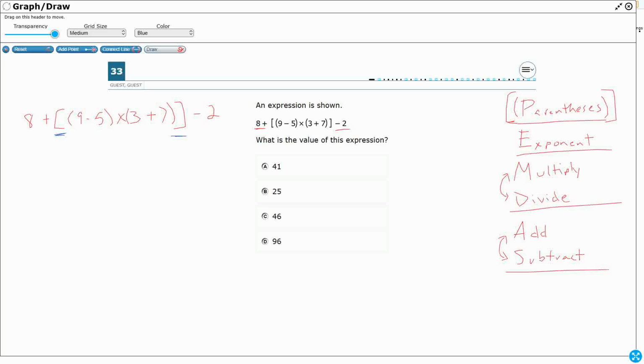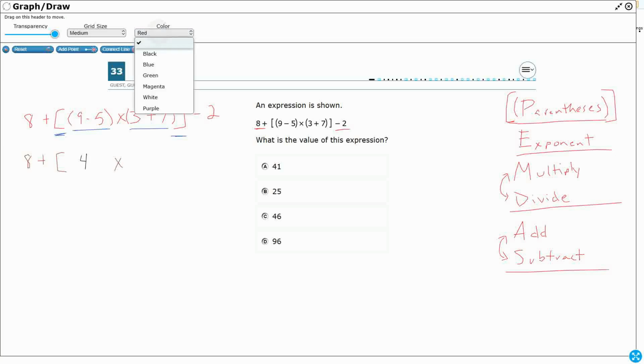So what is inside the bracket? Well, I've got a parentheses. I've got two different parentheses. And so I've got this 9 minus 5, and I've got this 3 plus 7. That multiplies outside the parentheses, so I'm not going to mess with that right now. So what I'm going to do is I'm going to just rewrite 8 plus, I'm going to bring this bracket down. But now, what is 9 minus 5? Well, that's 4. And then once we get that 4, we don't really need the parentheses anymore.